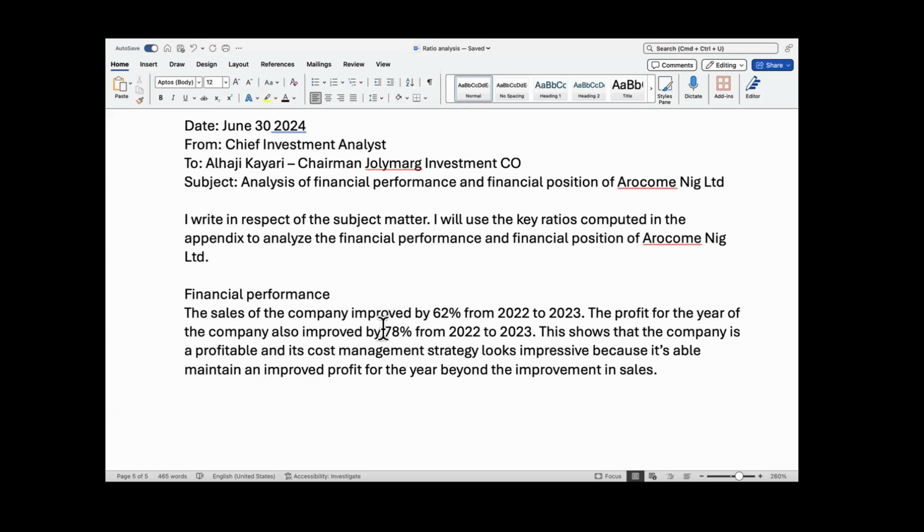But when I look at the improvement in the profit, it was even higher than the improvement in sales. Then I told them that, okay, this company is profitable and its cost management strategy is impressive because it's able to do a 78% increase in profit, even way above the improvement in sales. So that's where I'm going to start from.